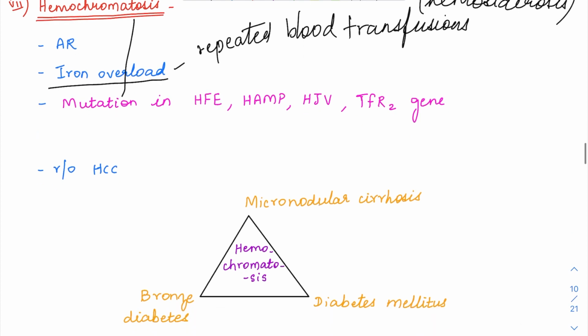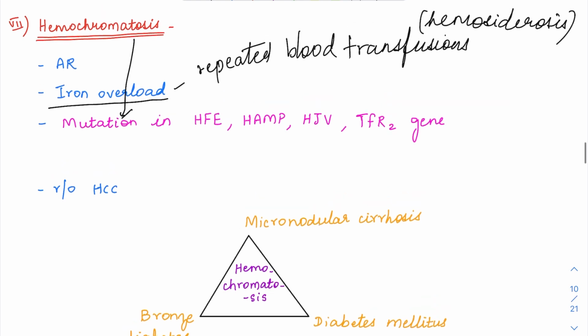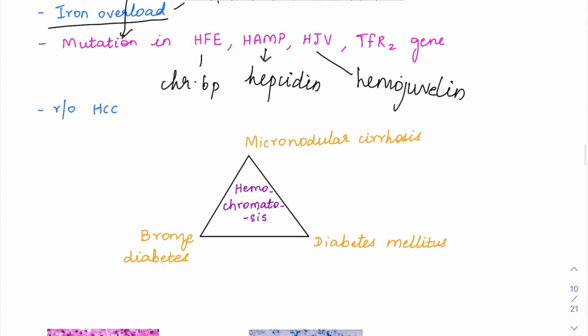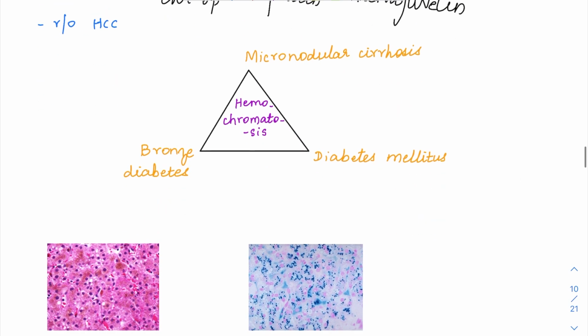So hemochromatosis is going to be caused due to mutations in various genes like HFE gene, which is going to be present on chromosome 6p, then HAMP gene, which is going to encode hepcidin. Hepcidin is involved in iron metabolism, iron absorption, right? Then hemojuvelin, HJV is hemojuvelin, and then transferrin receptor 2. So all of these 4 mutations can result in hemochromatosis. Here again, there is going to be an increased risk of hepatocellular carcinoma.